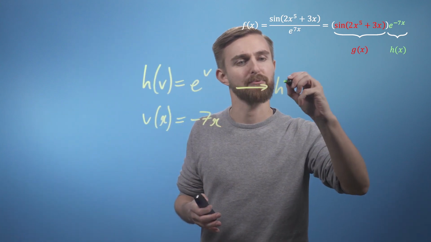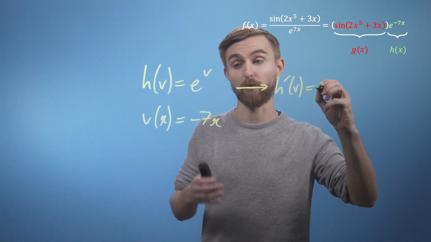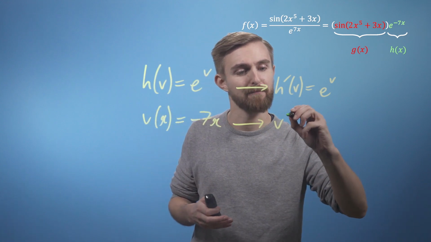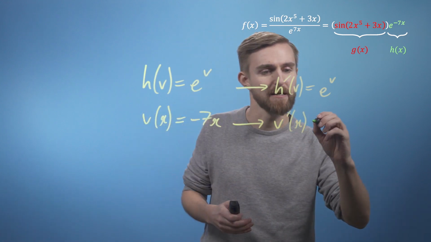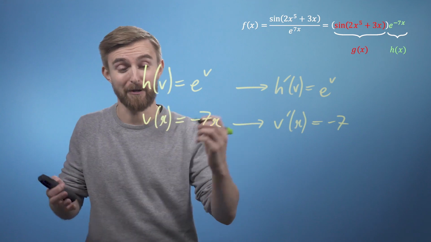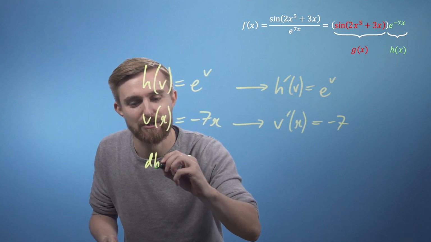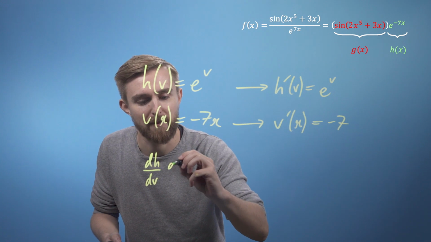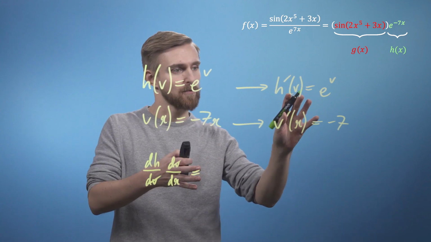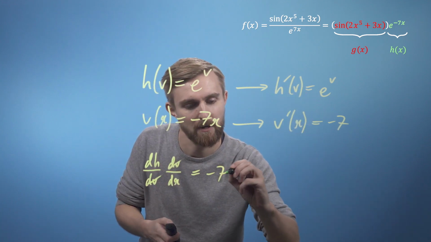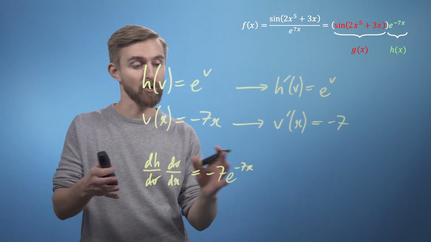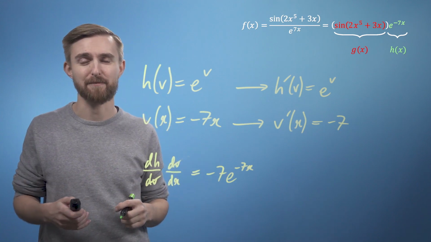So h prime of v is just going to equal, well, we've seen this one before, e to the v again. And v prime of x is going to just be minus 7. So combining these two back together and using different notation, we can say that dh by dv multiplied by dv by dx is just going to give us minus 7 times e to the minus 7x. And actually, already all of our v's have disappeared, so this is already our final expression.